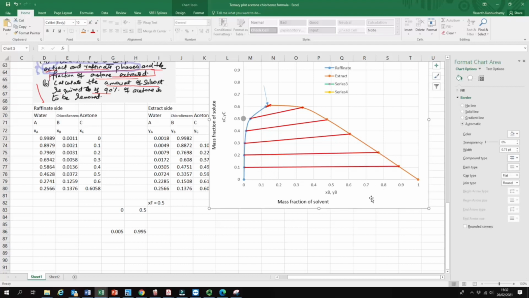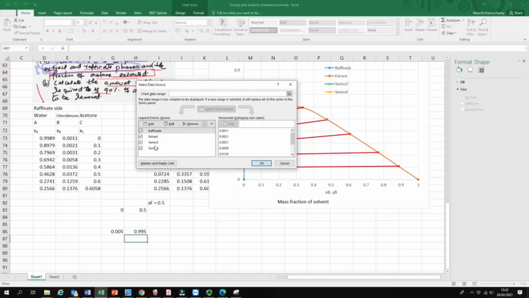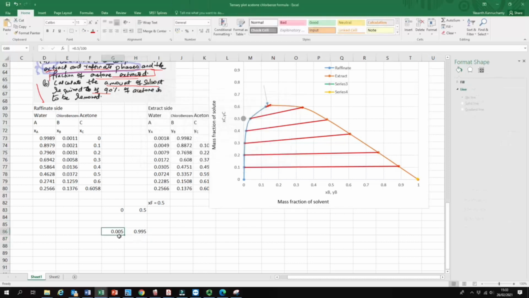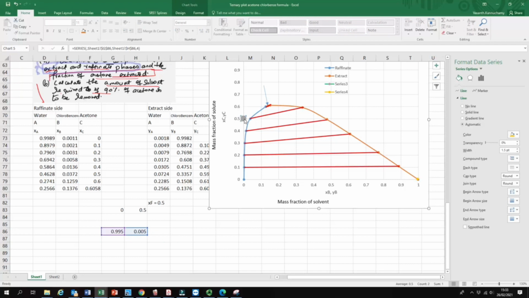I don't know where this point went. Oh, sorry, it should be the other way around. I made a mistake. Our x-axis is our solvent concentration, which is 0.995, and the y-axis is our solute concentration. So press OK. So it's here. That's our solvent point, and this is our feed point. I hope you all can understand this one.